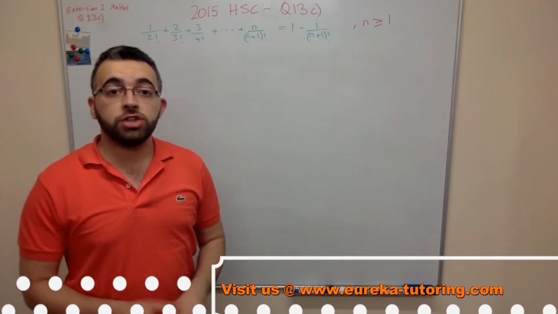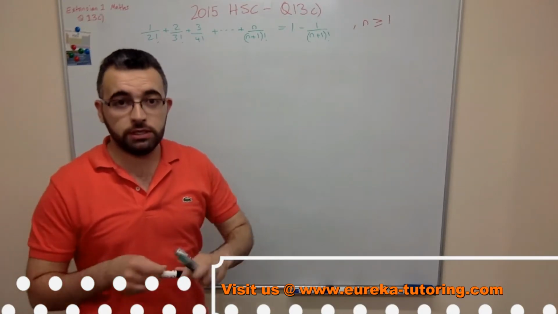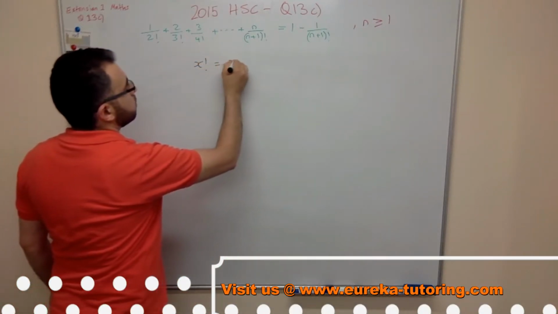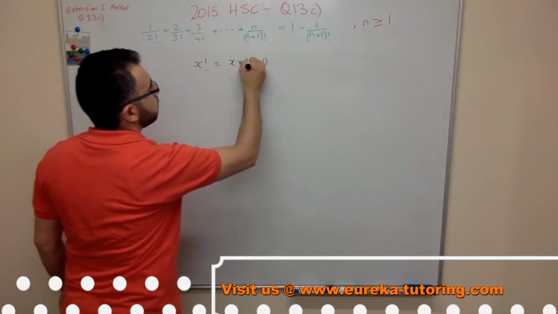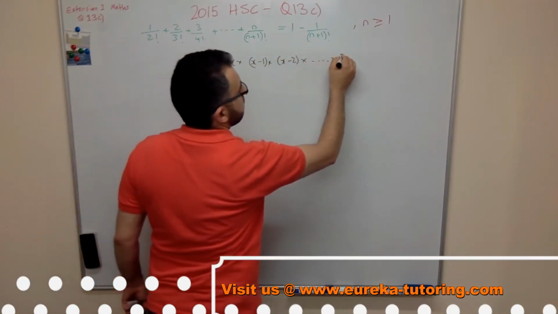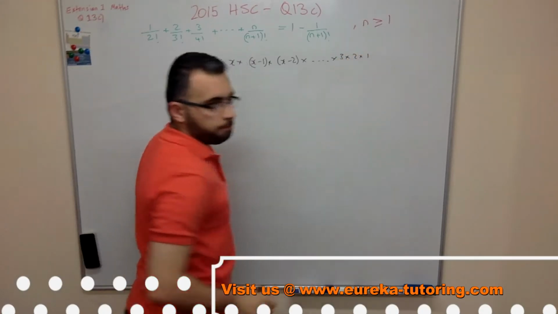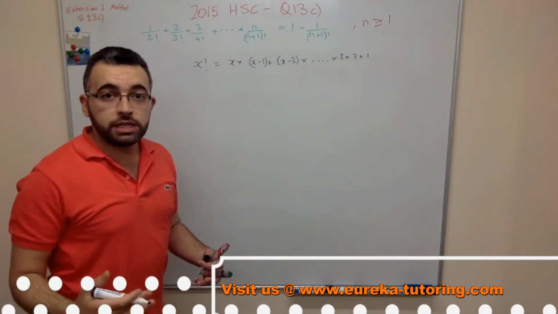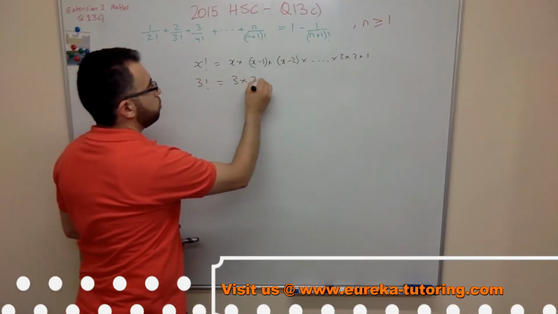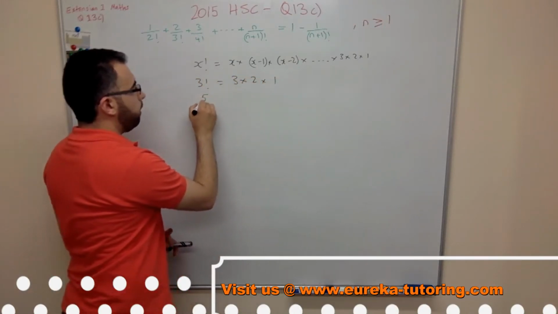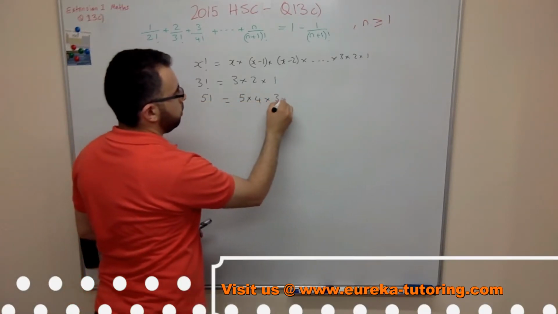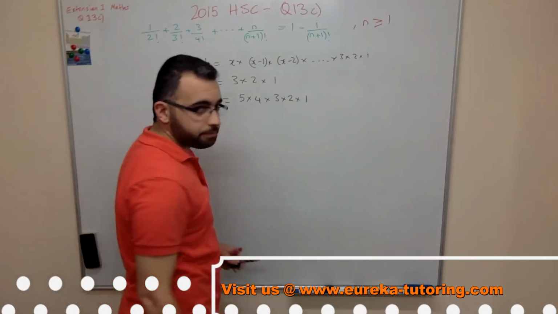So, the general expression for factorials is this. x factorial equals x times (x minus 1) times (x minus 2) and so on, down to 3 times 2 times 1. Now, in a numerical sense, 3 factorial would equal 3 times 2 times 1, whereas 5 factorial will equal 5 times 4 times 3 times 2 times 1.